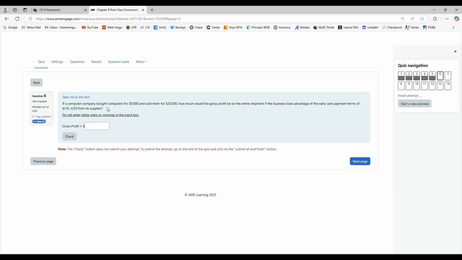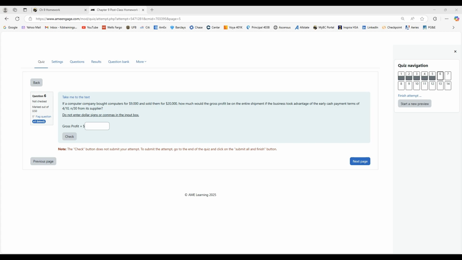Okay, question number 6. If a computer company bought computers for $9,000 and sold them for $20,000, how much would the gross profit be on the entire shipment if the business took advantage of the early cash payment discount terms of 4/10 net 30 from the supplier? So the first thing we need to know is what is gross profit, right?